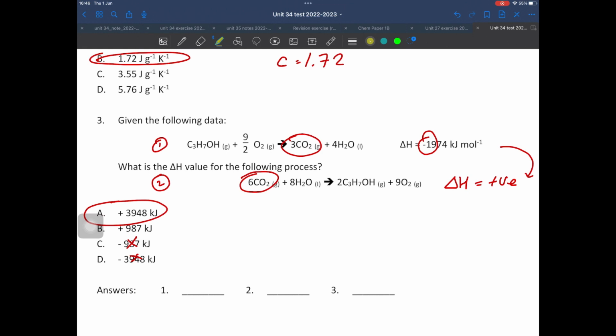So choice C and D won't be the answer. Next, we study the amount of CO2 involved. In equation 1, only 3 of them are involved, but in equation 2, 6 CO2 is involved. So we can conclude that the value should be times 2 because you double the amount in the equation. So the answer will be A.